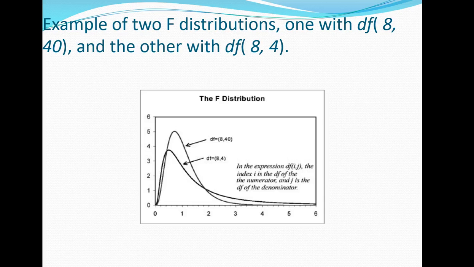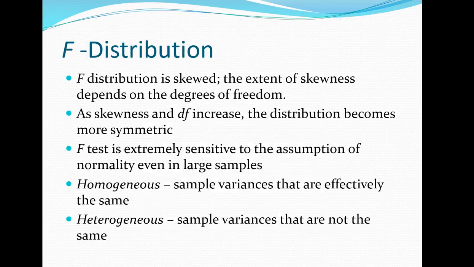It's going to almost follow your normal bell curve appearance. So sample size has a major impact on the appearance of the F distribution curve. The F distribution is skewed to the right. The extent of skewness depends on the degrees of freedom. And as the degrees of freedom increase, the distribution becomes more symmetric.